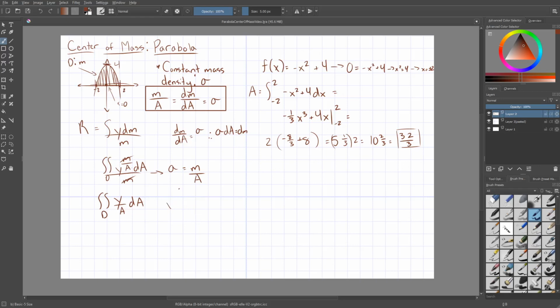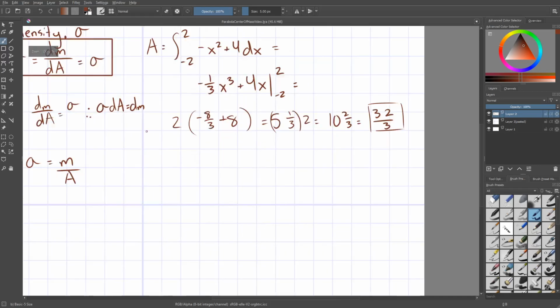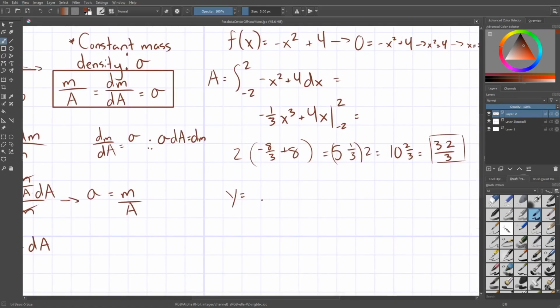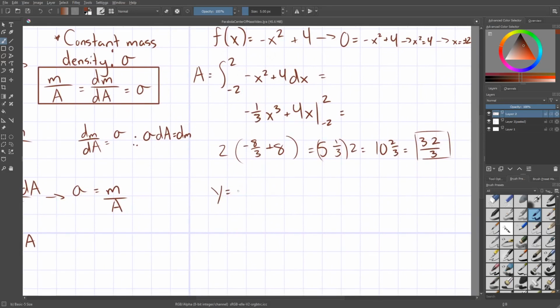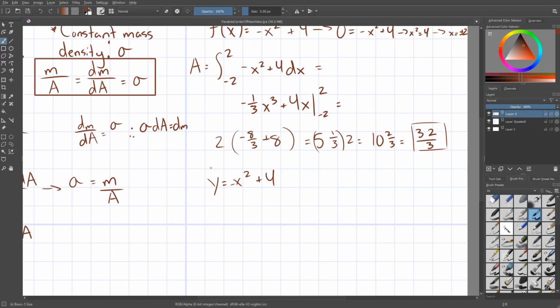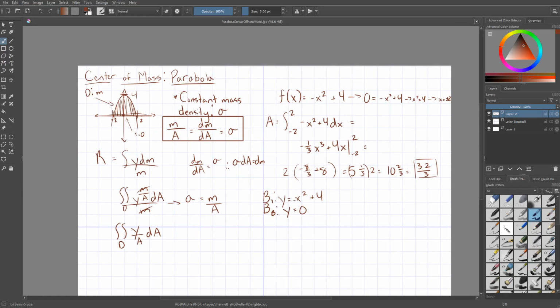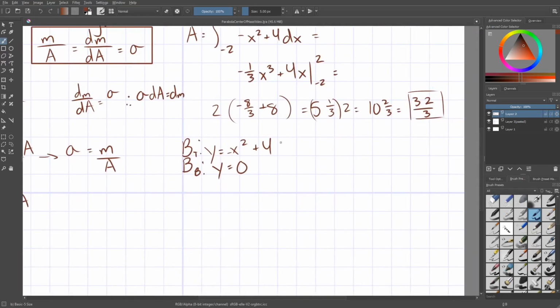y equals, we'll do it over here. The top part is just the parabola. Y equals negative x squared plus 4. So I'm going to call this my first boundary, or better yet, boundary top. Next I'll call boundary bottom. Y equals 0, right? Because that's just this bottom piece here. So I'll go ahead and make myself an integral.